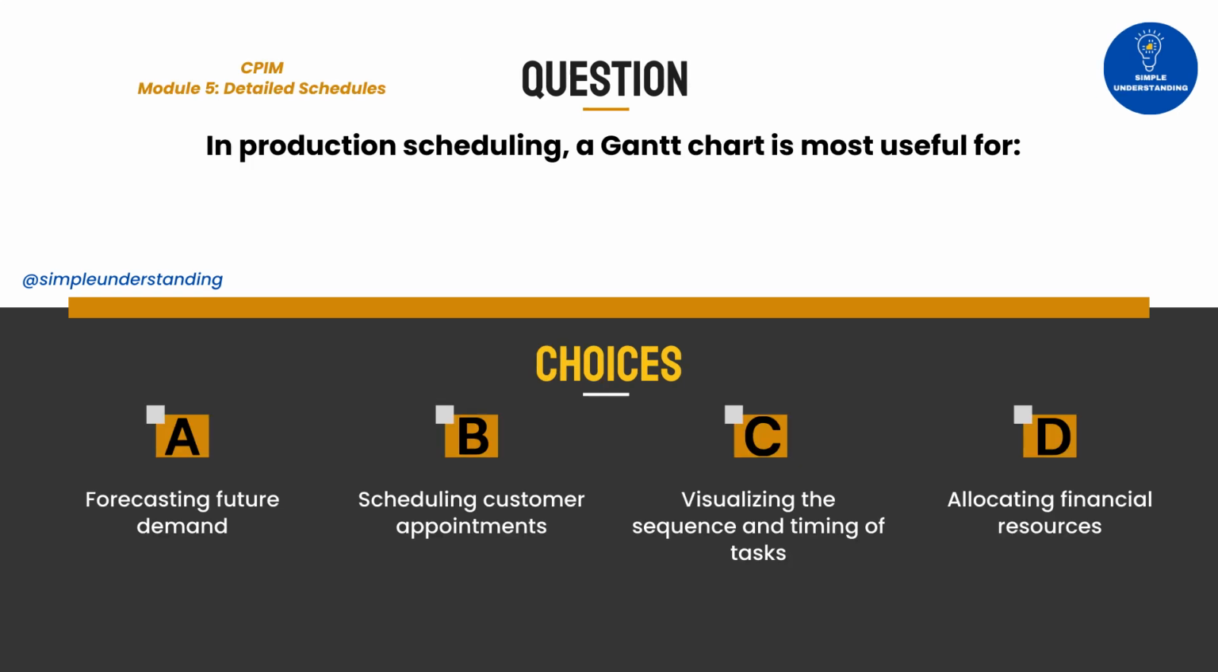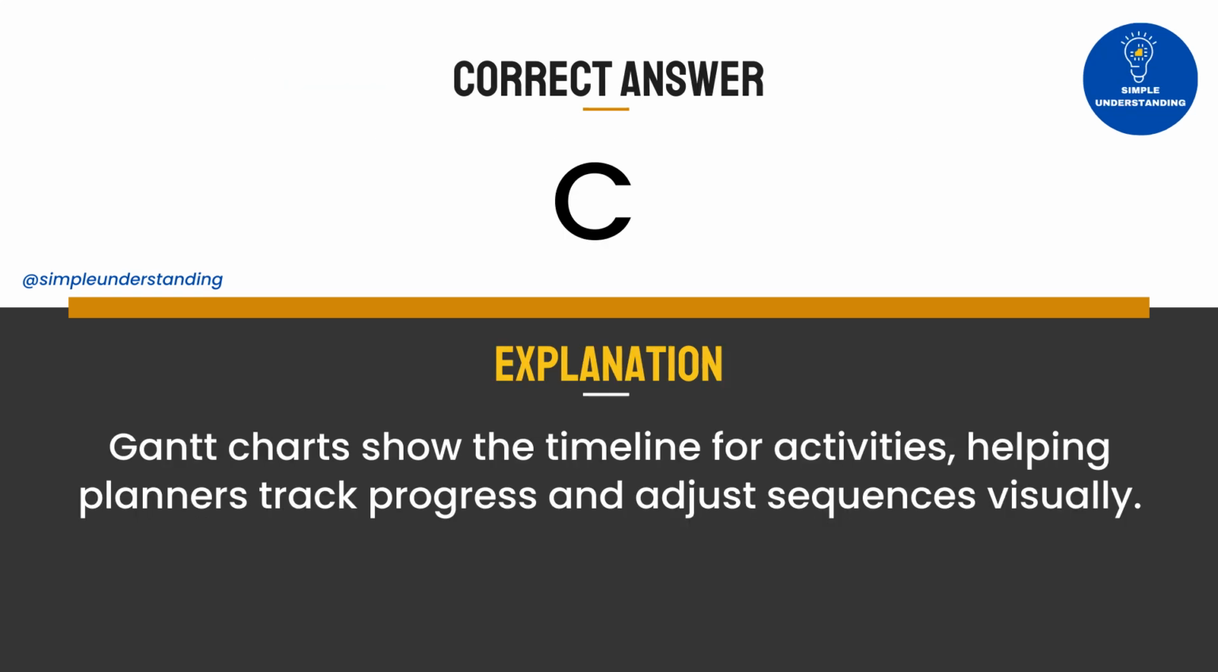Question 6. In production scheduling, a Gantt chart is most useful for A. Forecasting future demand. B. Scheduling customer appointments. C. Visualizing the sequence and timing of tasks. D. Allocating financial resources. Correct answer, C. Explanation. Gantt charts show the timeline for activities, helping planners track progress and adjust sequences visually.